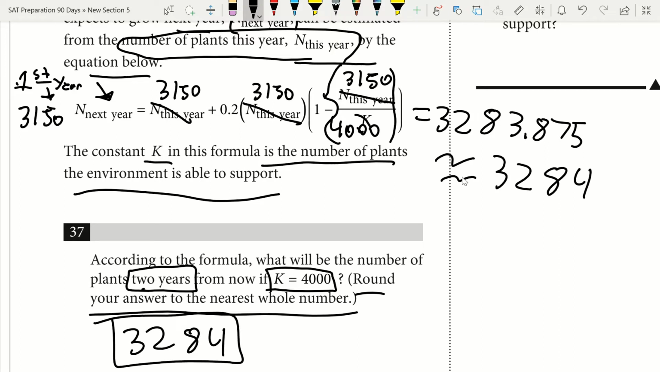The big thing there was remembering that you had to do that twice because it was 2 years from now. And then the other big thing was just plugging in that 4,000 for K, right? Other than that, you really just had to rely on your calculator there. You do not want to do this one using mental math. That's going to take way too long. Calculator's your friend with a situation like this for sure. So 3,284 is the answer for 37.